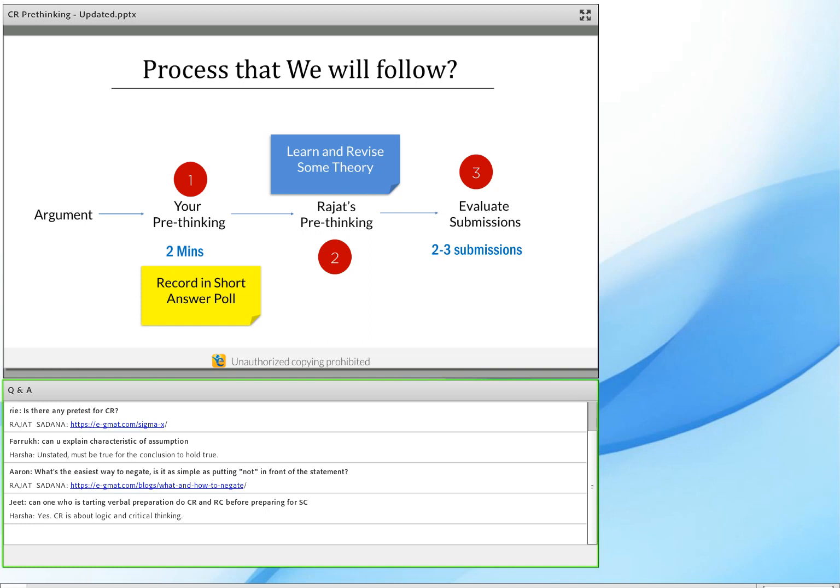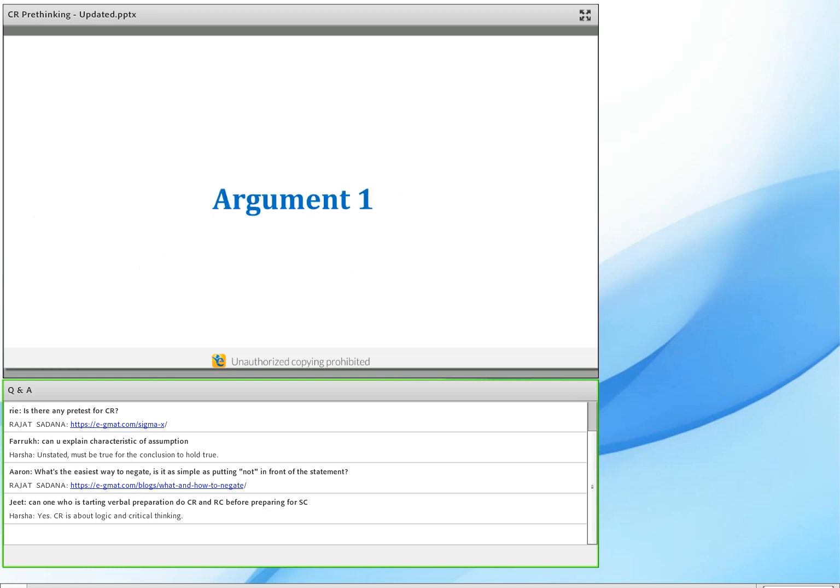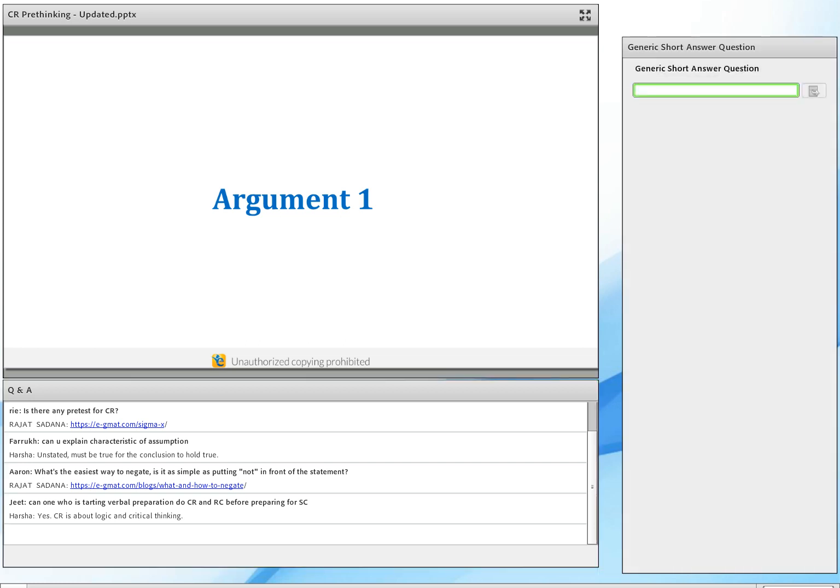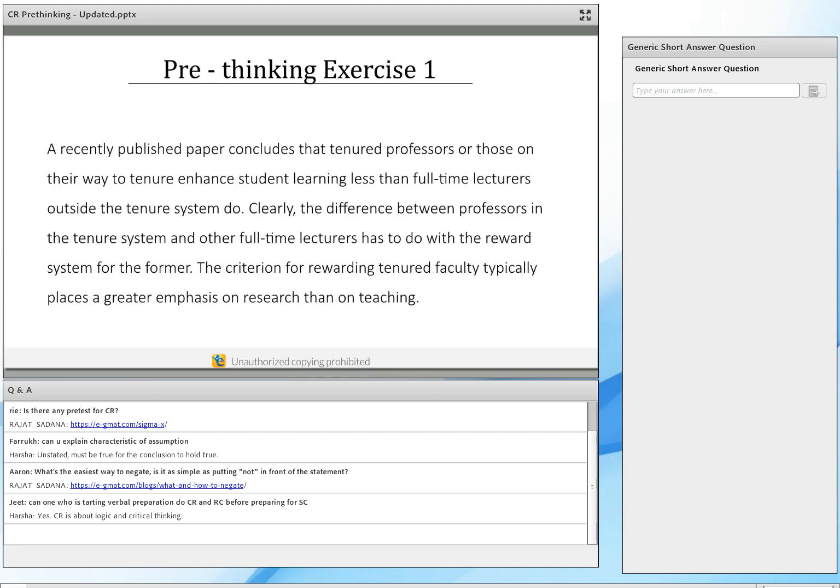With that, get a pen and paper ready. Why? Because I'm going to give you your first argument. All right, if you have a pen and paper ready, let's then give you your first argument. Here is your argument.